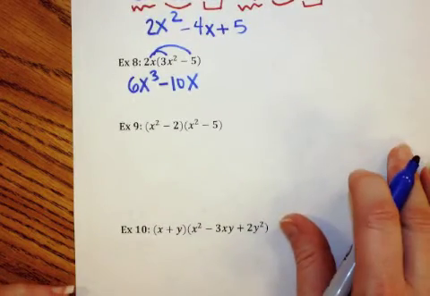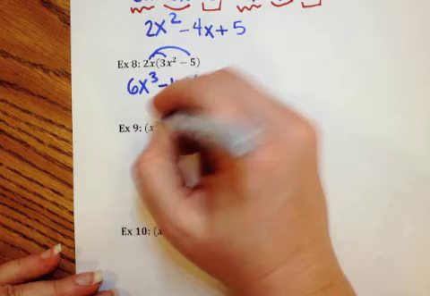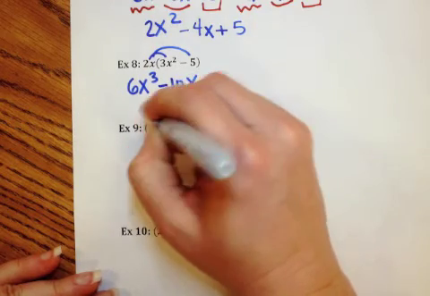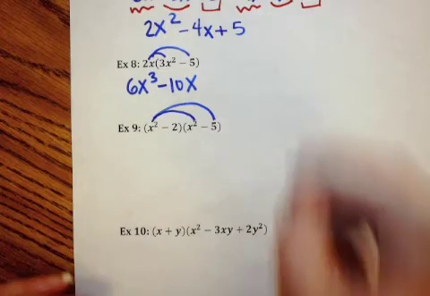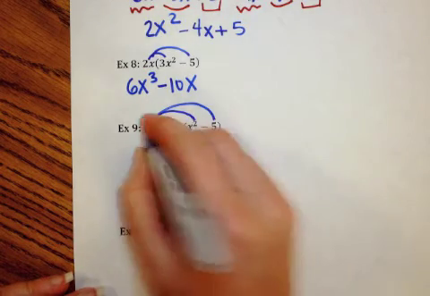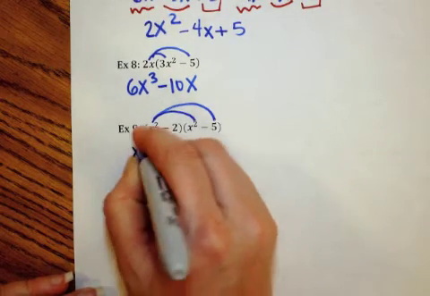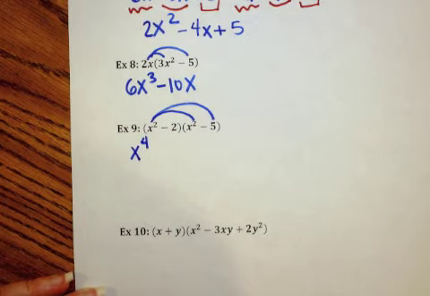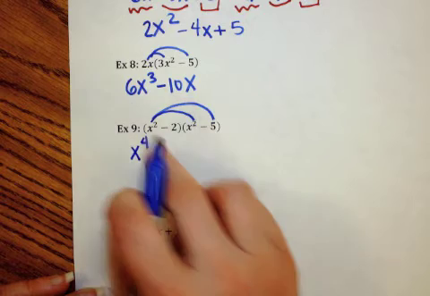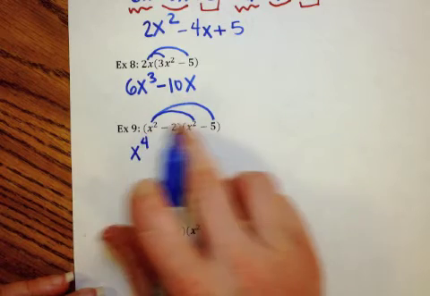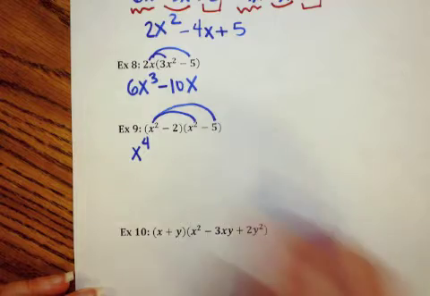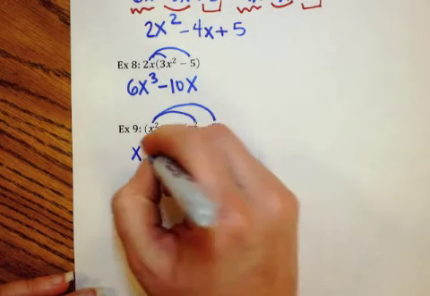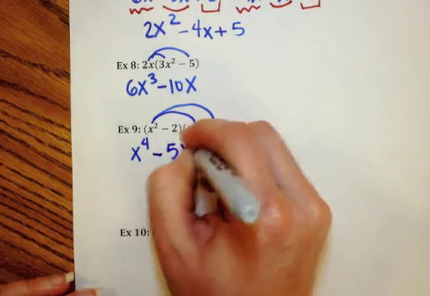The next one is a FOIL. So I'm going to distribute an x squared twice. That's going to give me two terms. So x squared times x squared is x to the fourth, using a power rule. That's going to be a product of powers. And now x squared times minus 5 is going to be minus 5x squared.